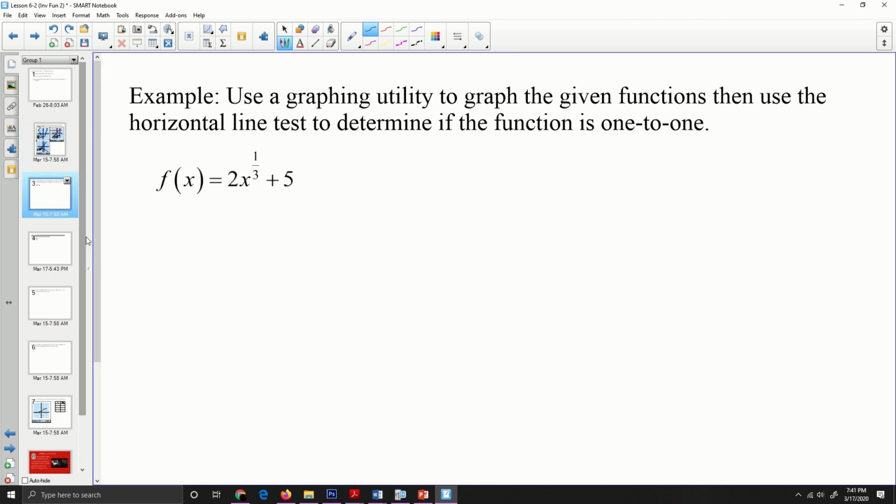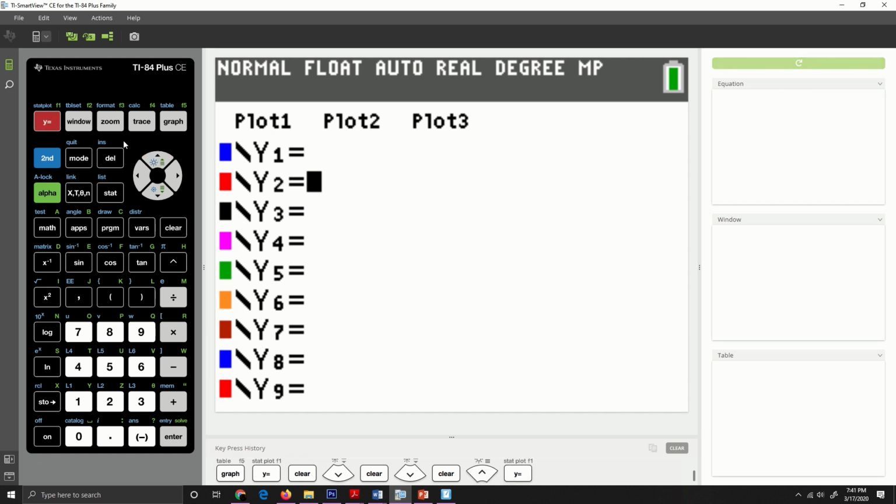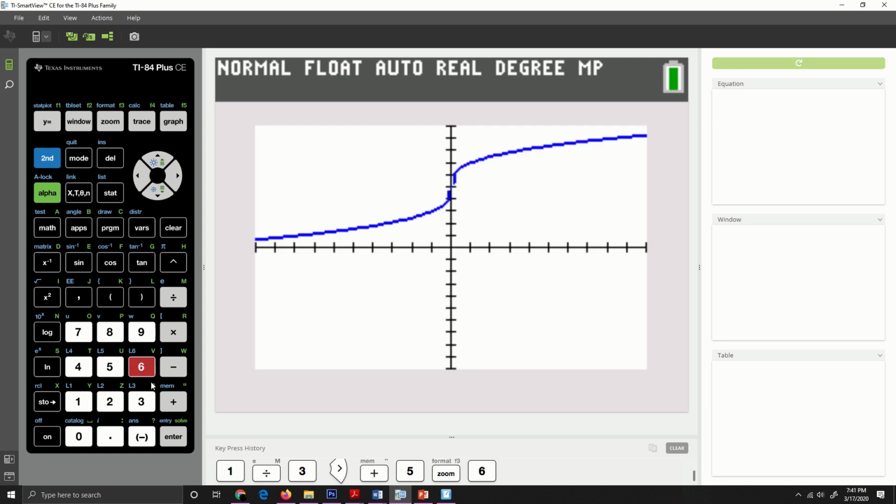So in the last lesson, we used a graphing utility to graph given functions and used the horizontal line test to determine if it's one-to-one. And just as a quick review here, we're going to go to my y equals and clear all this stuff out. And it was 2x raised to the 1/3 plus 5. And if I go zoom 6 graph on a standard window, we can see that this thing is clearly a function. Any vertical line that I would draw in there, the function would only cross that vertical line one time. And if I drew in any horizontal line through the y-axis, it would only cross the relation one time as well. All right, that's my visual eyeball test.